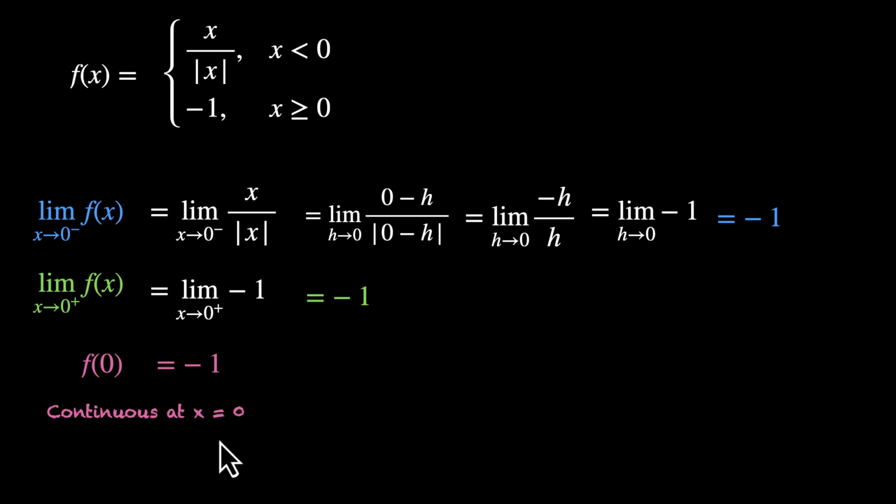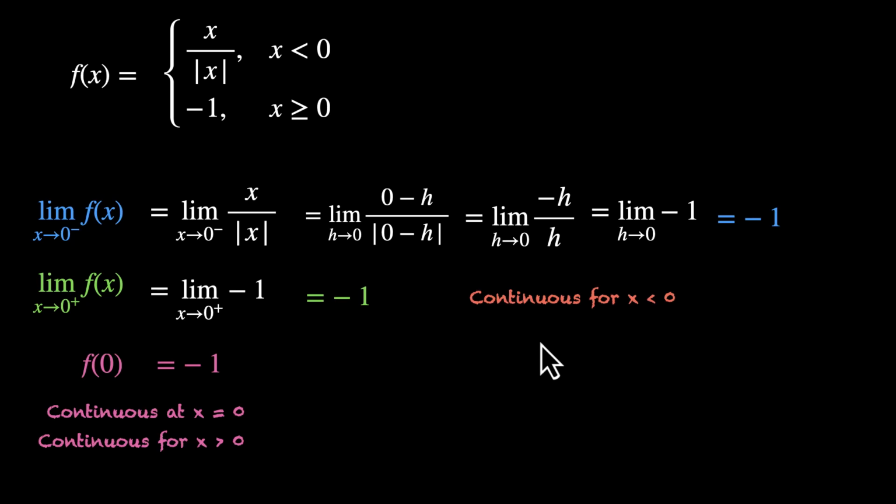What about all the positive values? Well, for all the positive values, the function is taking the same value, that's minus 1, which means it's a constant function. It does not break. The function is continuous for all values of x that are greater than 0. So it's continuous at 0. It's continuous for positive values.